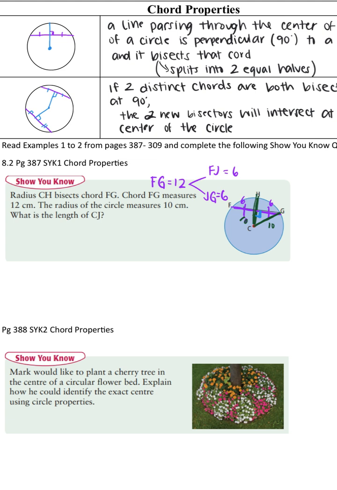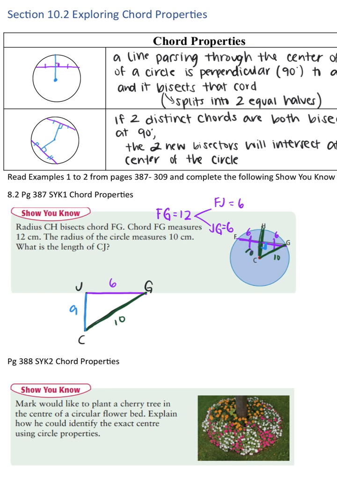So if I was to pull out my triangle here, I can see that I've got point C, the center of the circle, I've got point J, and then over to the right, I've got point G. We know that this line JG, which is half of the chord, measures 6. We know that line CG is going from the center of the circle to the outside edge, so that's a radius, which means it is using the given radius of 10. And we are being asked, what is the length of line JC? In this case, we can think about this as our unknown. So now we're looking at a right angle triangle.